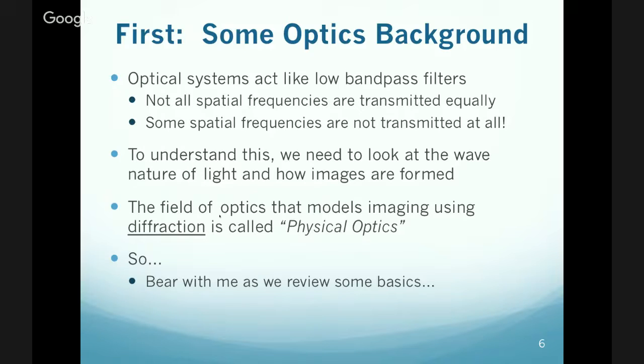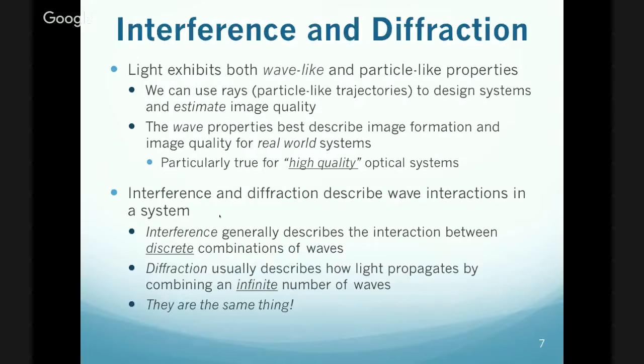So let's go back and review a couple of basics. First of all, when we talk about interference and diffraction, that all comes from the fact that light exhibits both wave-like properties and particle-like properties. We mostly use rays or particle-like trajectories to design optical systems and to estimate image quality. That's what we do when we're using an optical design program.